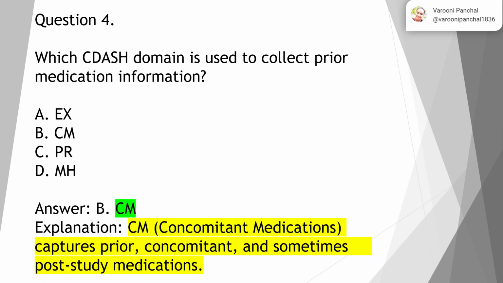Question 4. Which CDASH domain is used to collect the prior medication information? Option A says EX, which is related to exposure. Option C, which is PR. So this is also not the right answer. Option D says MH, which is related to the medical history, not the concomitant medication. So any ongoing concomitant medication or any prior medication which is being taken during the clinical trial goes into the CM. So CM is used to collect the prior medication information. So the correct answer is B, which is CM. Concomitant medications captures prior, concomitant and sometimes post-study medications.